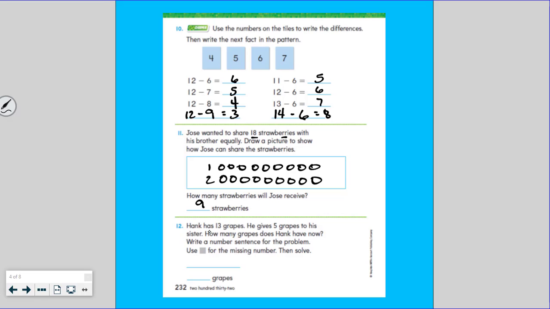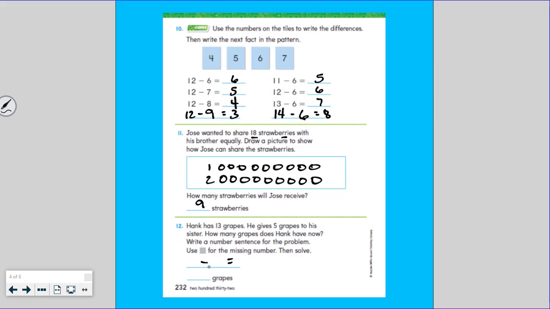Our last problem, Hank has 13 grapes. He gives 5 grapes to his sister, right? He's giving them away. He's taking them away. How many grapes does Hank have now? Write a number sentence for the problem. Use the gray box for the missing number, okay? So you need to have a minus, and you got to have an equal sign, and you got to figure out where the gray box goes. And then your answer goes here. So go ahead and solve that one, and then we'll check it together. Make sure you pause your video.